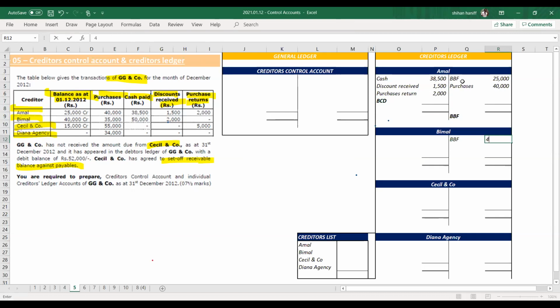Bimal opening balance 40,000. Purchases 35,000. Cash paid 50,000. Discount received 2,000. Balance.